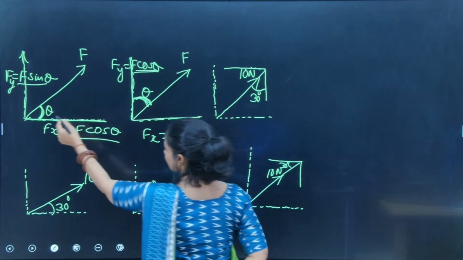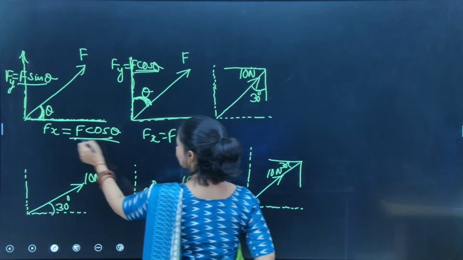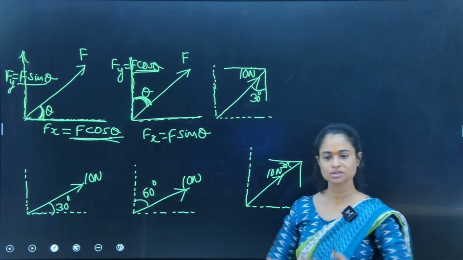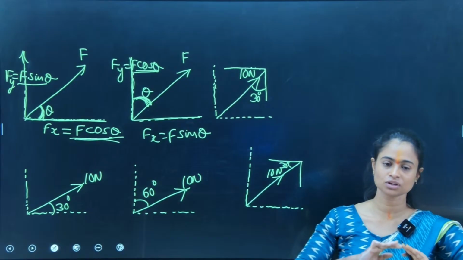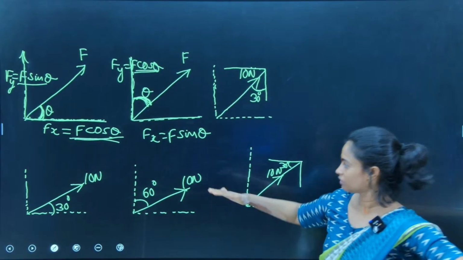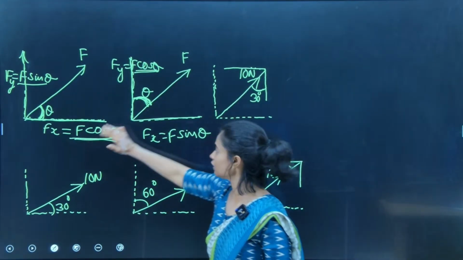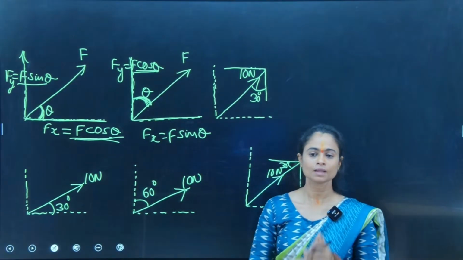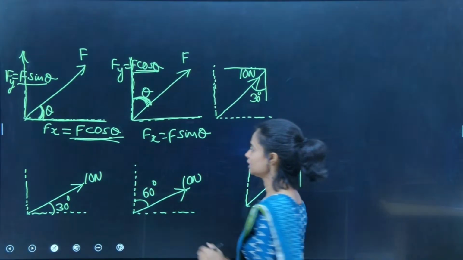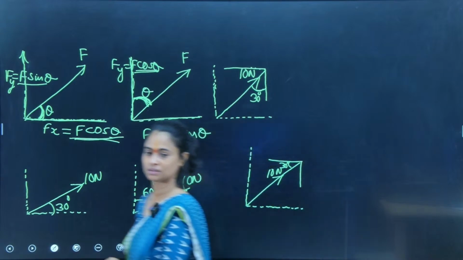Where theta is, that component would be the cos component. Always remember, wherever you find theta, if theta is with the horizontal, then that component will be the cos component. If theta is with the vertical, then that component is going to be the sin component, right? Is this much clear? Any doubt?